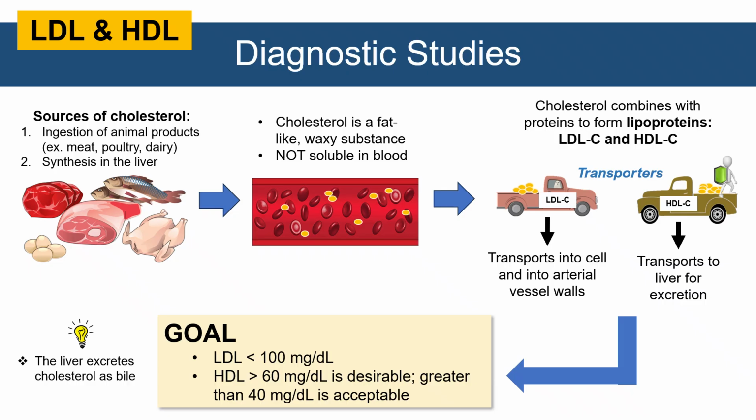HDL is also a transport protein, but it transports cholesterol to the liver for excretion. The liver will excrete cholesterol as bile. So which one do you think we would prefer to have more of? Either the transporter that's taking our cholesterol into our arterial vessel walls, or the transporter that's going to take it to the liver to get it out of the body? Yes, we want a high HDL and a low LDL. That is the goal. So LDL we want lower than 100, and HDL we would like higher than 60.